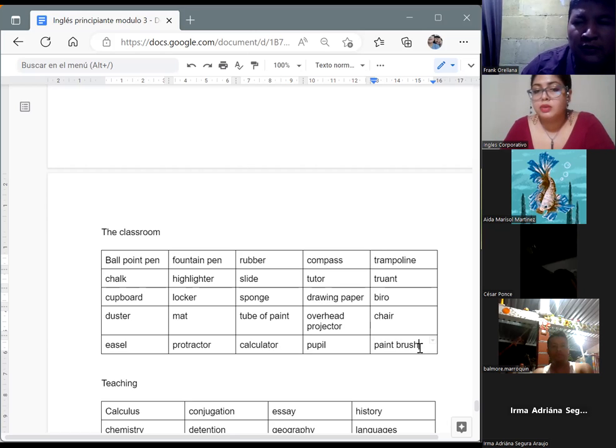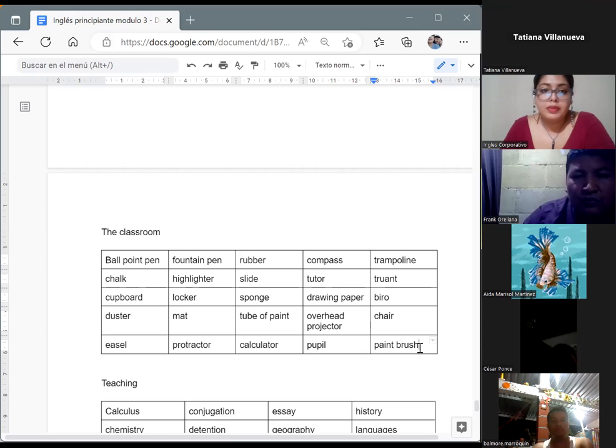Tube of paint, un tubo de pintura. Calculator, que es una calculadora. Compass, que es un compás. Tutor, que es un tutor. Drawing paper, que es papel para dibujar. Overhead projector es un retroproyector. Pupil es un pupilo.